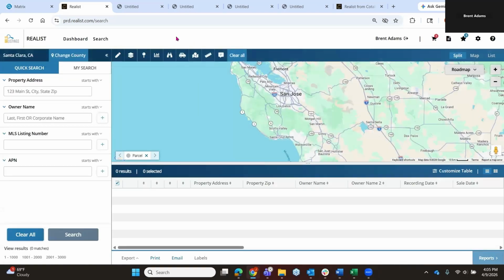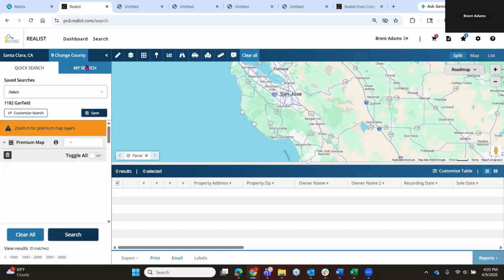Now, many people who come into Realist are, when they're searching, just looking for information on one property. And they likely have an address, an owner name, a listing number, or a tax ID number to search by. All of those things will help you find one property where you're just trying to find the taxes or the owner history or something else.